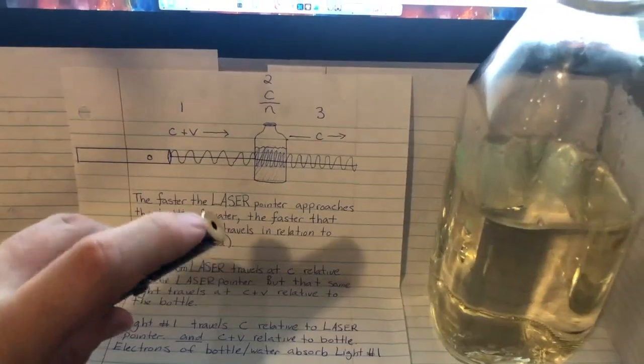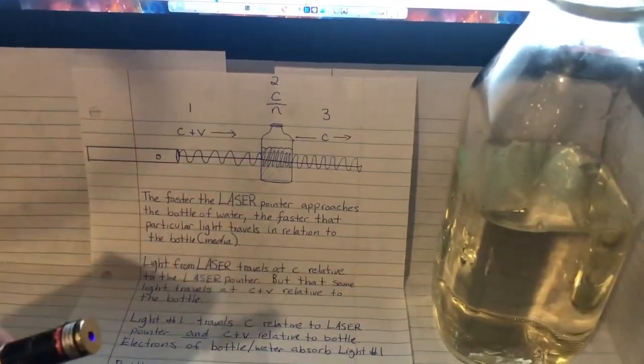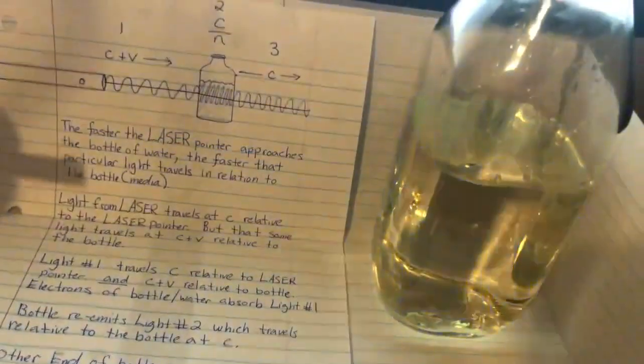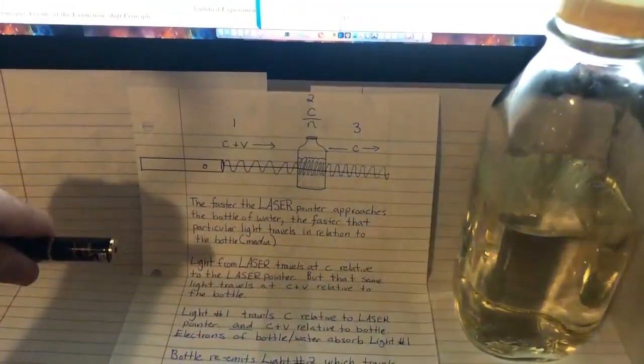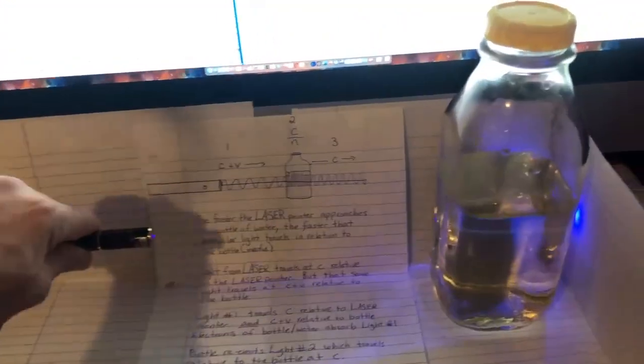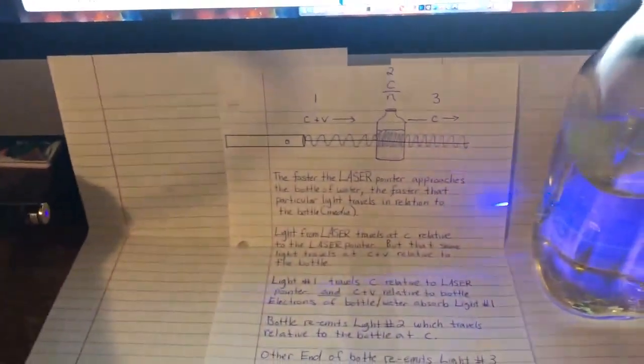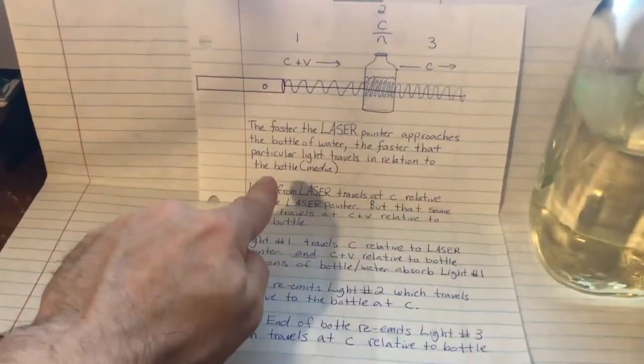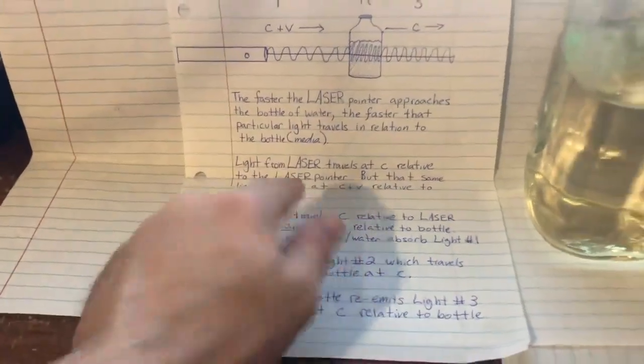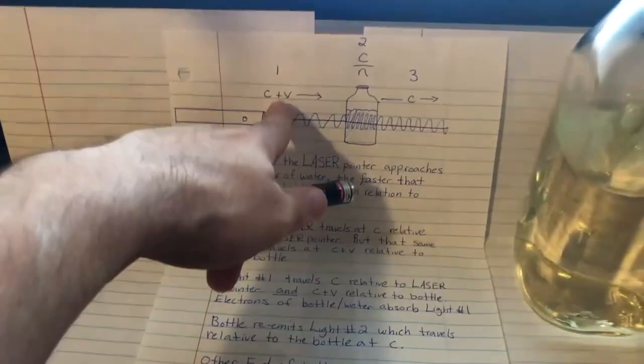It's traveling at 186,272 miles a second from this laser pointer, and it's hitting that glass. If I have it stationary to that glass, it's hitting it at the speed of light, the rate of c. But if I approach the bottle with the laser pointer, let's say I'm approaching at 100 miles a second, then the speed of light from that particular laser is going to be c plus the velocity that I am approaching the glass.